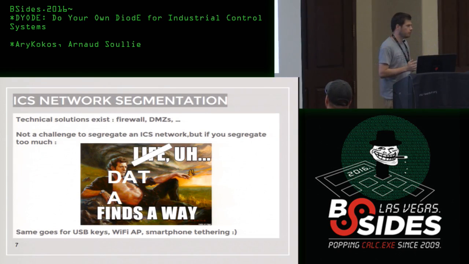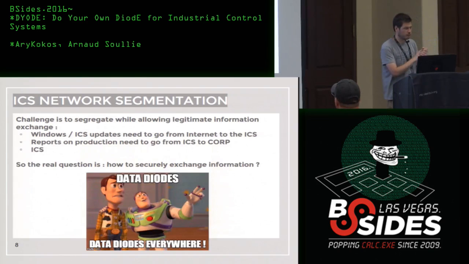Okay, so what can we do? Of course, we want to perform some kind of network segmentation. So we have technical solutions, we have firewalls, we have DMZs. That's really great, but that's not the challenge. The problem is that, as Dr. Malcolm would say in Jurassic Park, life finds a way, and it's the same for data. If you try to isolate the ICS network, people will use USB keys, they will use Wi-Fi access points, they will use tethering, they will tether their internet connection with the phone. So that's not the challenge. The real challenge is to be able to perform network segmentation while allowing secure data exchange.